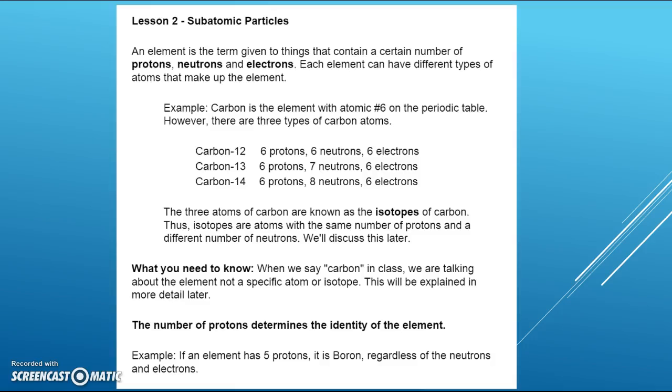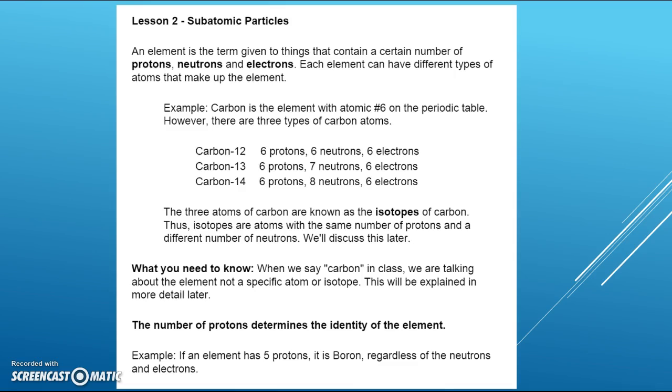Okay, so today we're going to be reviewing our notes for Lesson 2 of Unit 1, which is on subatomic particles. So the first thing we're going to discuss here is the difference between a proton, a neutron, and an electron, but more importantly, it's important that you remember that an element is the term given to things that contain a certain number of protons, neutrons, and electrons, and in case you don't remember, we will be talking about the difference between these three in a little bit.